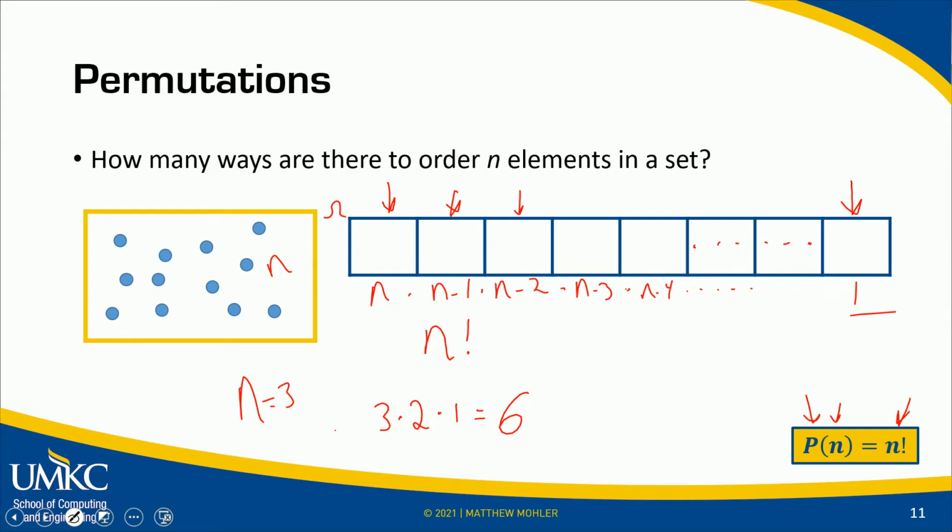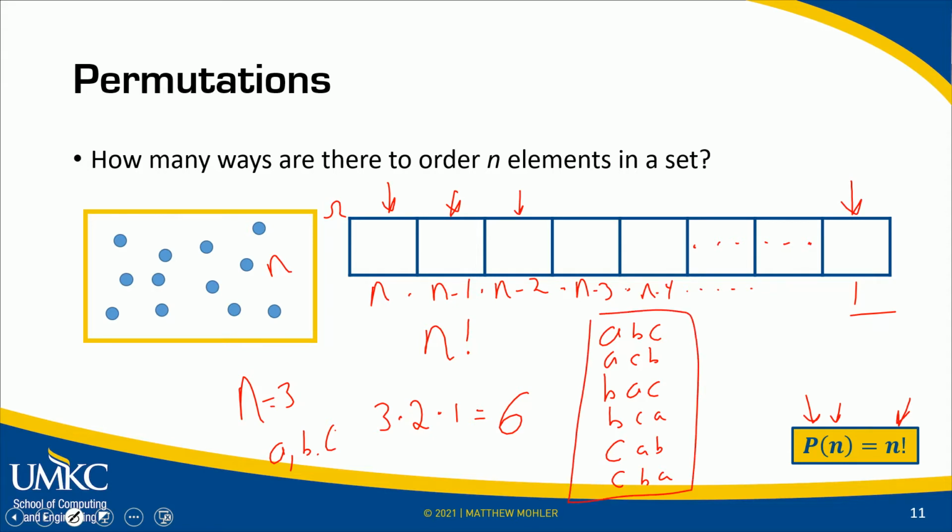Now, let's try and identify what those are. If we say that we have elements A, B, and C in our set, then one permutation might be A, B, C. Another permutation might be A, C, B. Then B, A, C, B, C, A, C, A, B, and C, B, A. And if you can come up with another permutation than that, then I don't know how you did it, because those are the only 6 ways to order those 3 elements. Again, making sure that we include all of the elements.